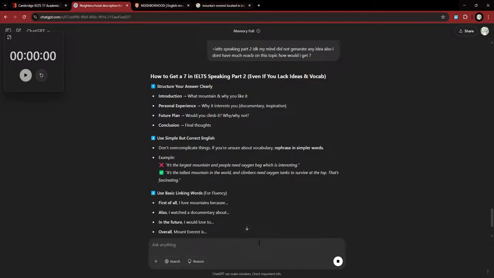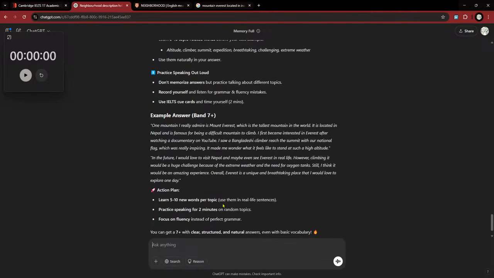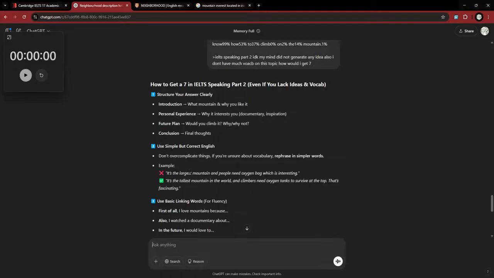Structure: answer clearly, personal experience, future plan, connection. Don't overcomplicate things. If you are unsure about vocabulary, use a simpler word. Example: it's the largest mountain, and people need oxygen bags, which is interesting. Better: it is the tallest mountain in the world, and climbers need oxygen tanks to survive at the top.